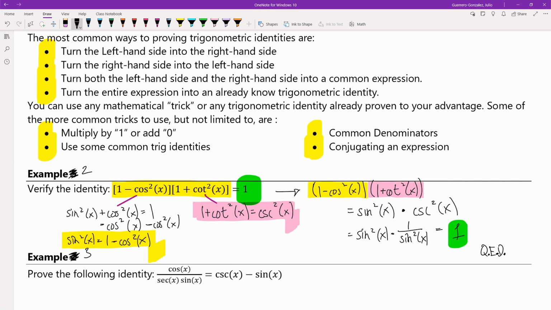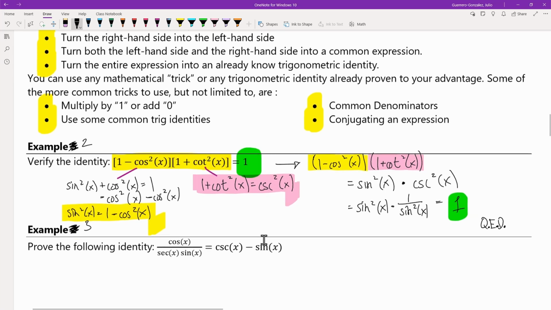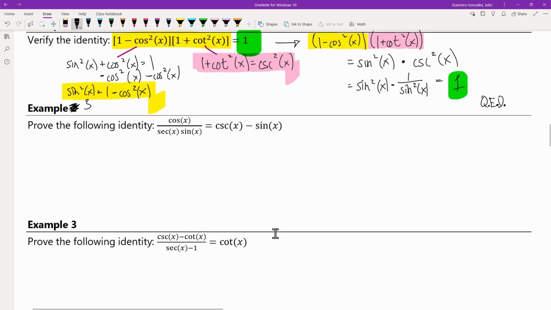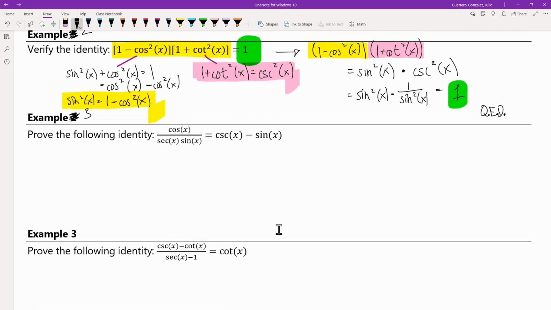Okay, let's try out another one. I am again going to try the first one. I'm going to grab the left, turn it into the right, just to give you guys a little bit of practice. But actually, no, I'll take it back. I'm going to try the right-hand side and turn it into the left to show you guys that you can do it that way.